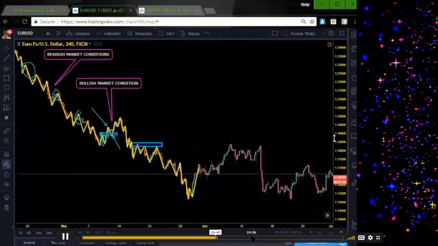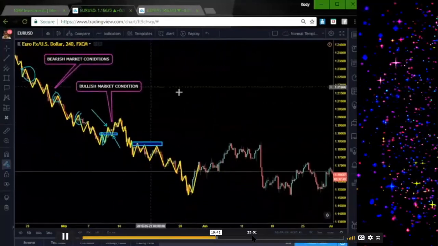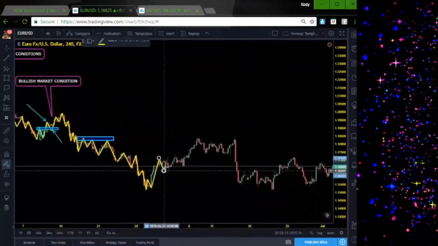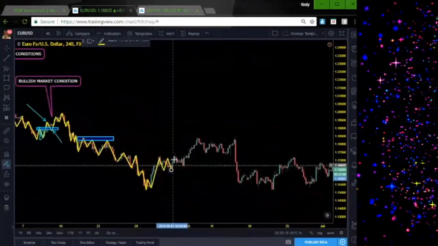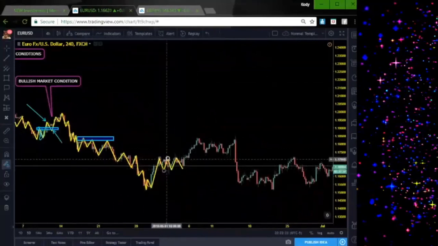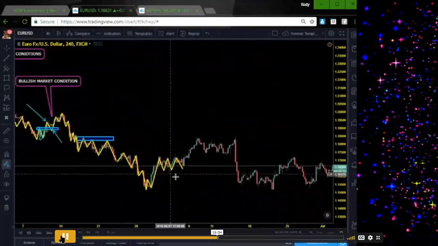I've shown you a bullish condition. I've shown you a bearish condition. Now I'm going to show you the consolidation. So right here, we have a little bit of consolidation. Y'all see this? We're not necessarily making higher highs. That's what consolidation will look like in the real market live.